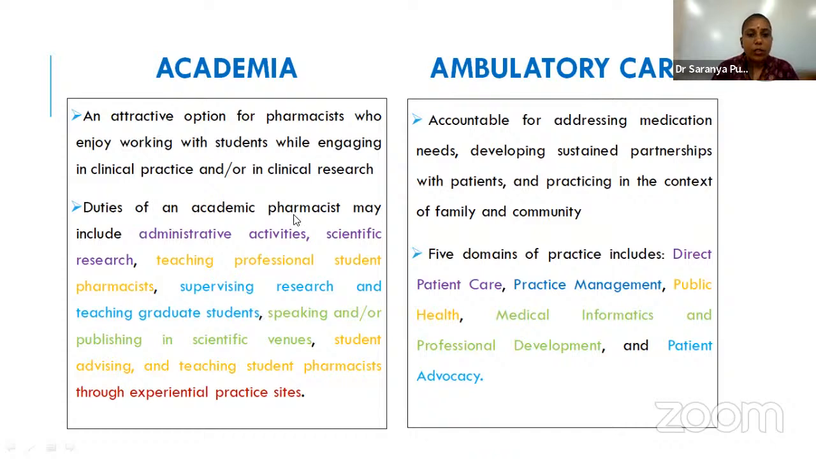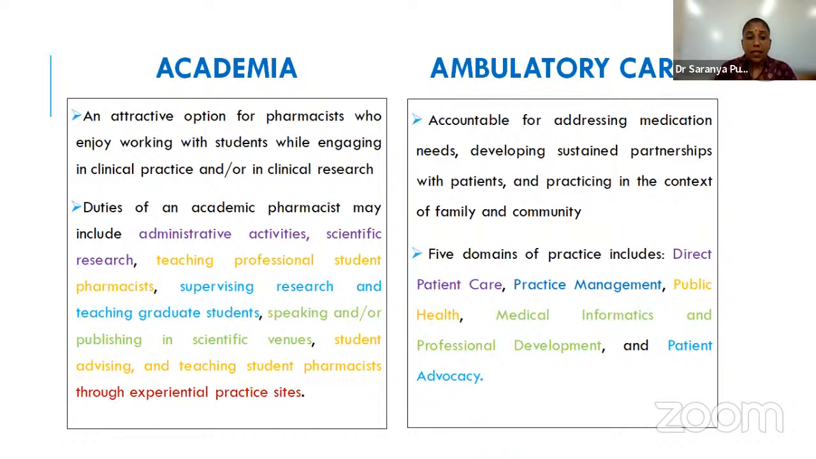And if you see the duties of an academic pharmacist, it includes administrative activities. They are involved in research as well, scientific research. They teach the professional student pharmacists, because it is mentioned here professional student pharmacist, because you complete your BPharm and enter into your MPharm. So you are a professional pharmacist and a student learning about clinical pharmacy. You can supervise research for PG students, UG students. You can teach the graduate students.